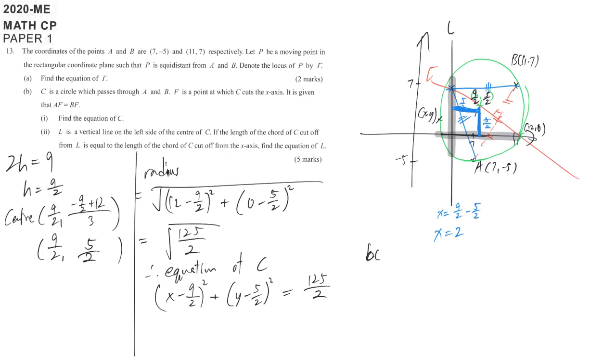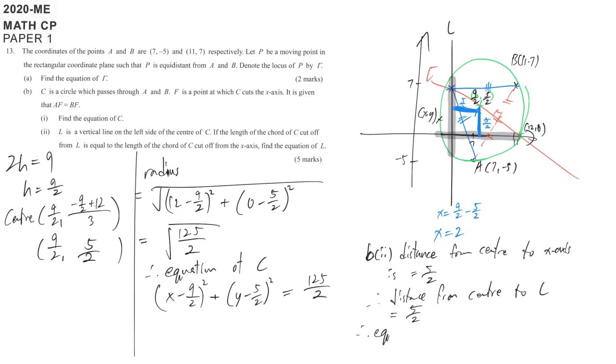Therefore, B2. You had better write down your logic. The distance from the center to the x-axis is equal to 5 over 2. So the distance from the center to L is also equal to 5 over 2. Therefore, the equation of L is x equal to 9 over 2 minus 5 over 2. We get x equal to 2.